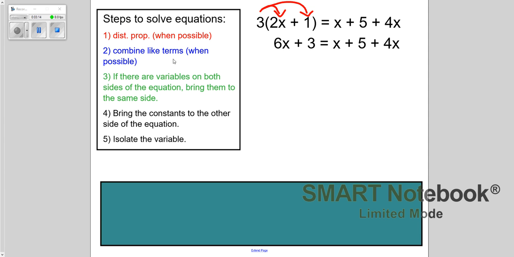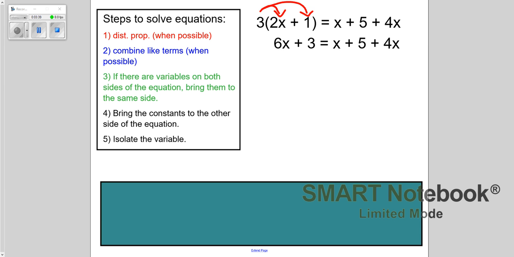All right, so step 2, and you can see I wrote it in blue over here, is combine like terms. Now, that also is not always possible. Not every equation has combining like terms. When we say combining like terms, we are talking about adding and subtracting terms that are alike, terms that have the same variable or terms that are both constants. They have to be on the same side of the equation.